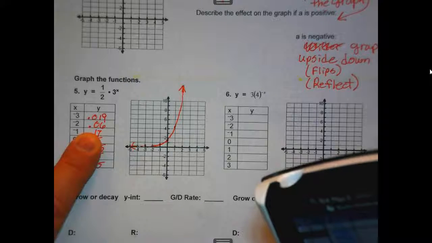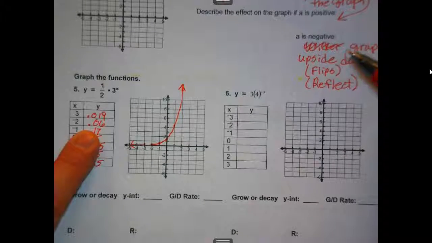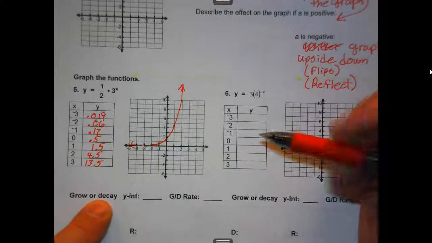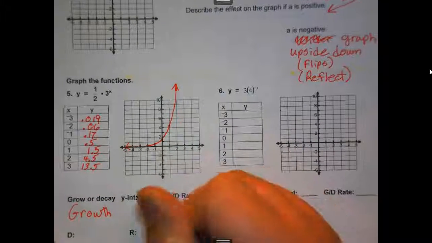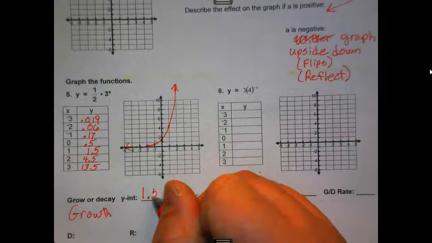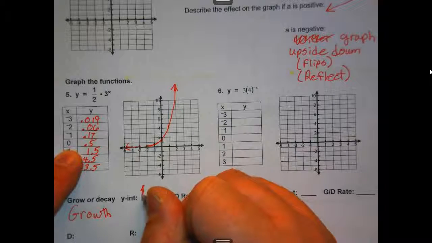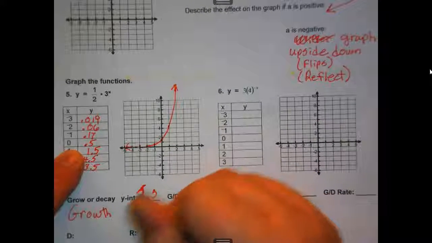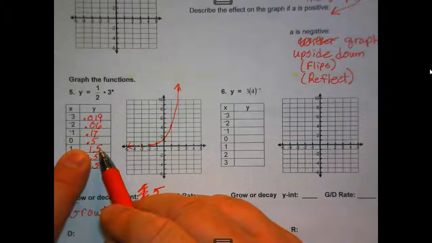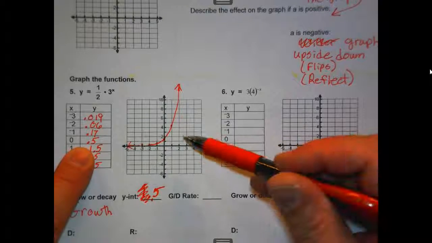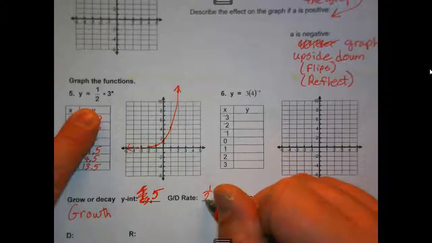Yeah, round up to 0.06. I just rounded it. Growth and decay. Y-intercept. 1.5, right? No. No. 3. 0.5. You're right. Yeah, 0.5. Okay. What else? Rate is 1/2.